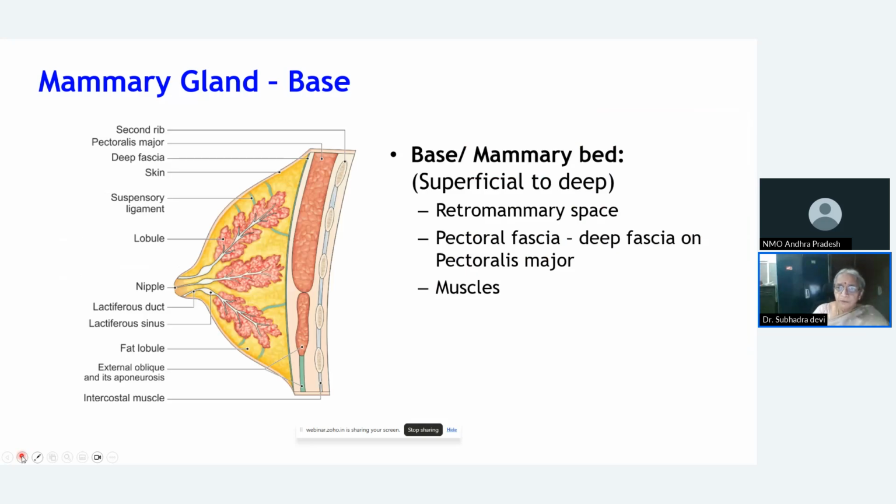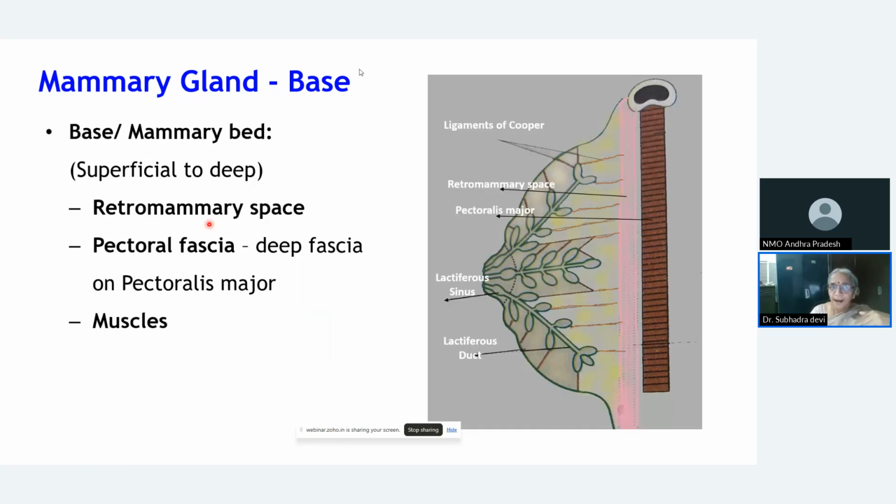Then if you see the base, superficial to deep again, the retromammary space is the one which is important. And what is pectoral fascia? Deep fascia on the pectoralis muscle, and what are the muscles you will see. And you can observe what is retromammary space. Then what is pectoral fascia, pectoralis major muscle. This is the base.